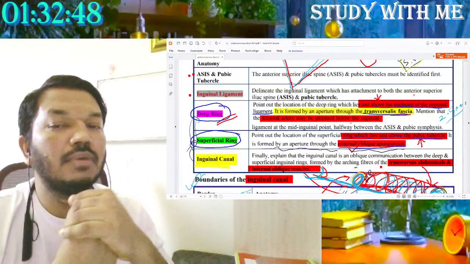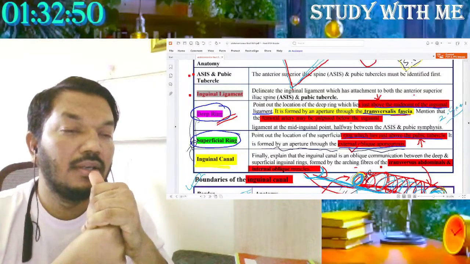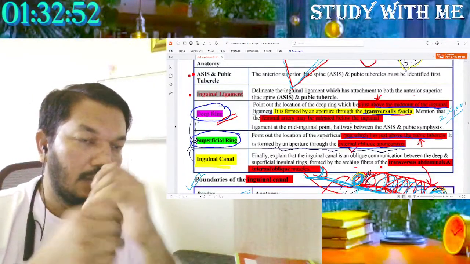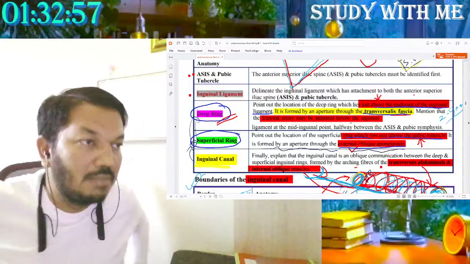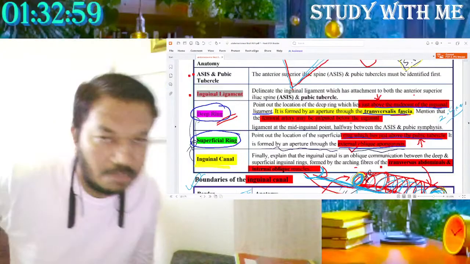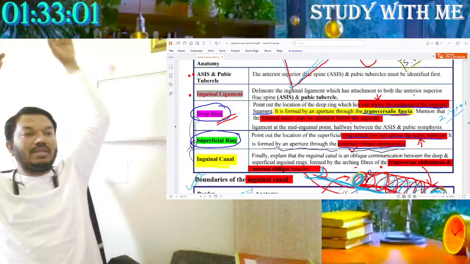Okay. And where is the location of the deep ring? Deep ring just above the midpoint of the inguinal ligament.